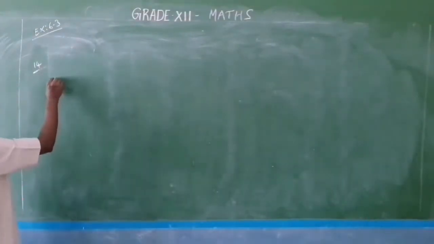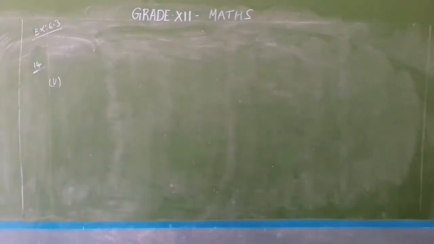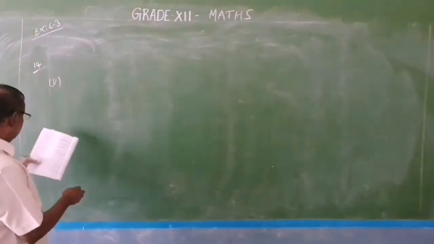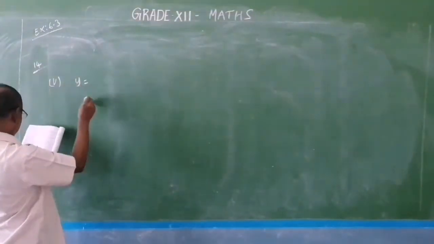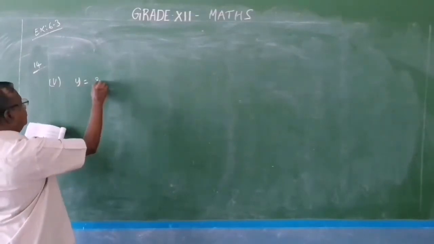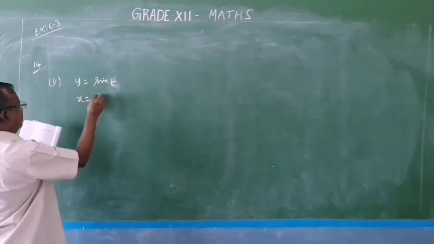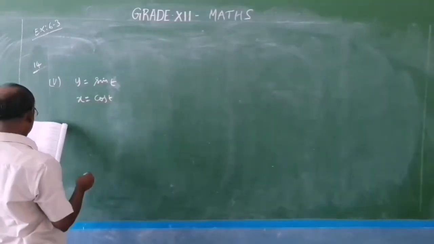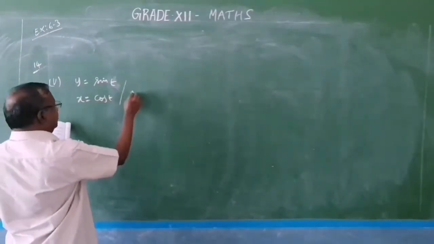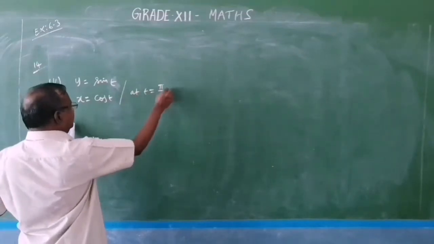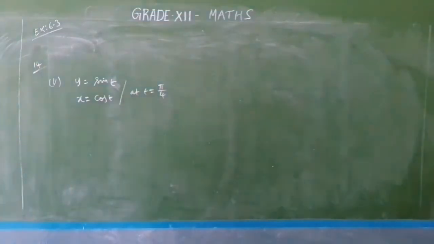Fifth one. Now y equal to sin t and x equal to cos t at t equal to pi by 4.